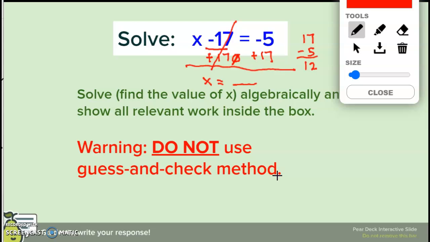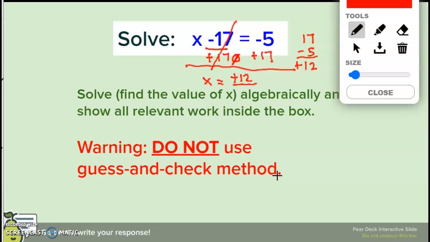And the sign is going to be the sign of the bigger number that you added. So you added -5 and +17. The bigger number between these two was the +17. 17 is bigger than 5, right? And the sign that went with it was positive, so the answer is +12. So x is equal to 12, and that's how you find it.